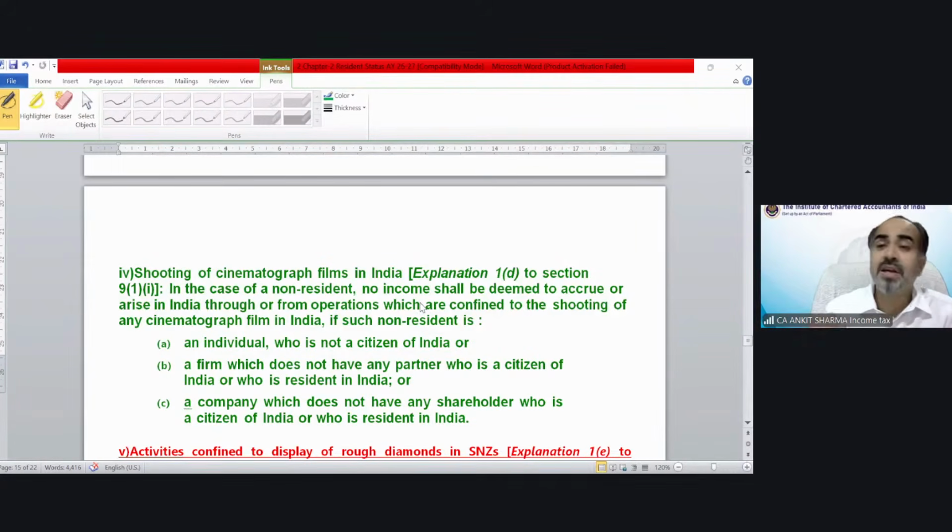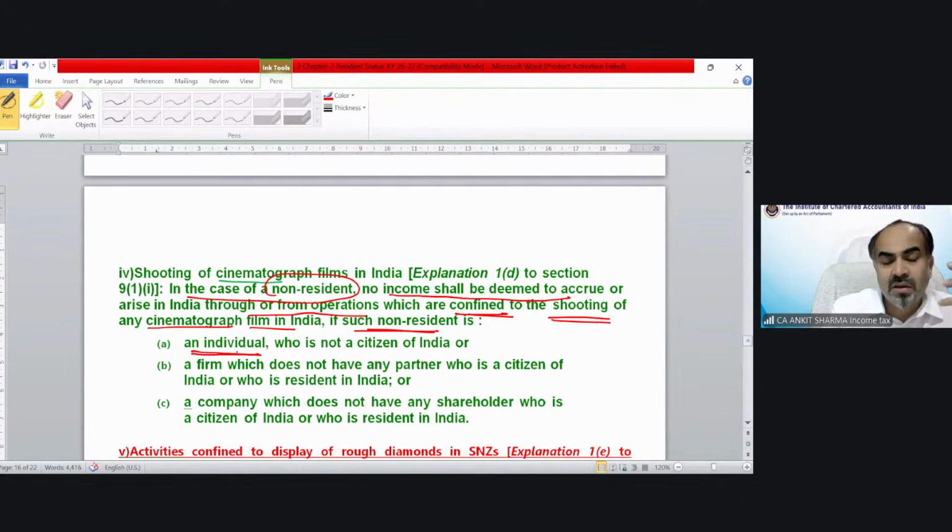But there are certain conditions you have to fulfill. So, shooting of cinematographic film in India, in the case of a non-resident, so the producer should be the non-resident. No income shall be deemed to accrue or arise in India through or from operations which are confined to the shooting of any cinematographic film in India if such non-resident. The condition needs to be fulfilled if the producer is an individual.